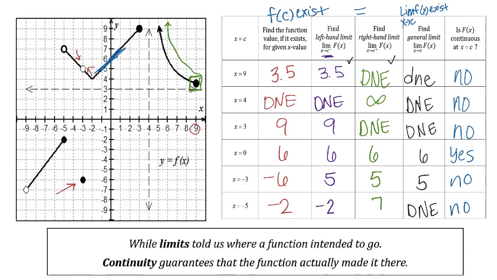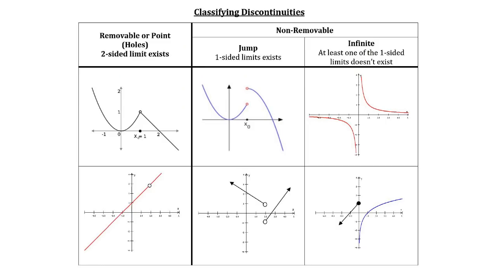And here is a great statement to help us put all this together. Limits, that was the intended value. That's where we're headed toward, the intended value. Continuity guarantees that we actually got to that value. So that's the difference in the two. All right, let's move on to some other problems.